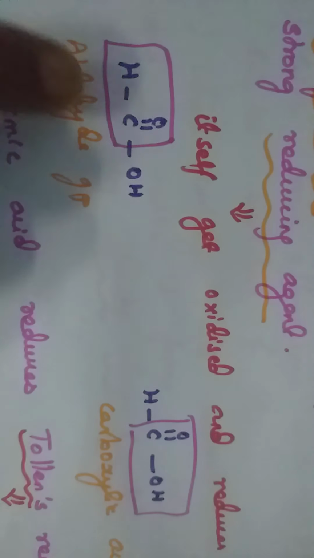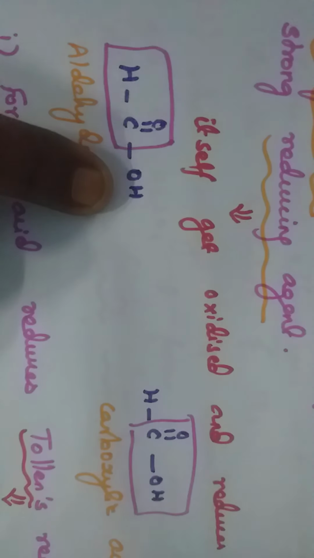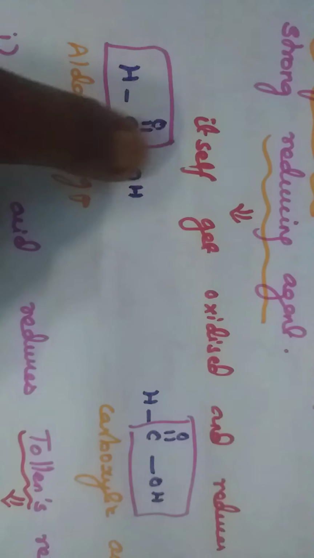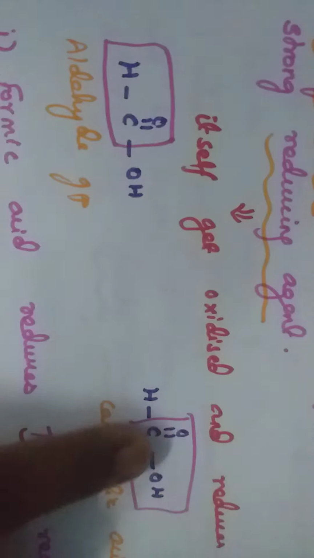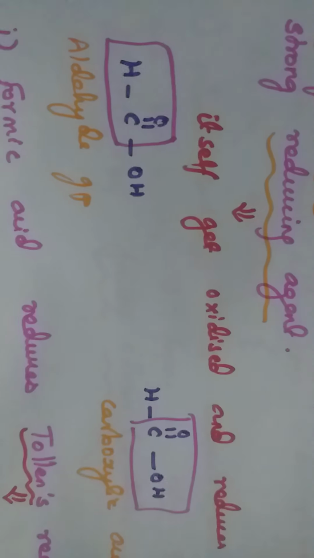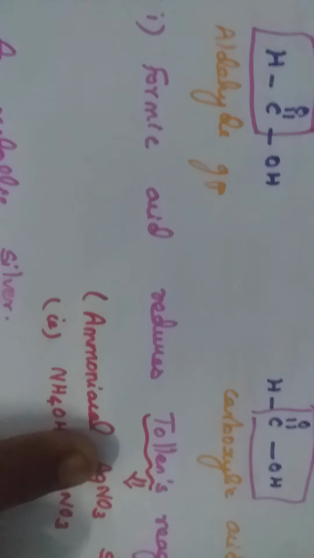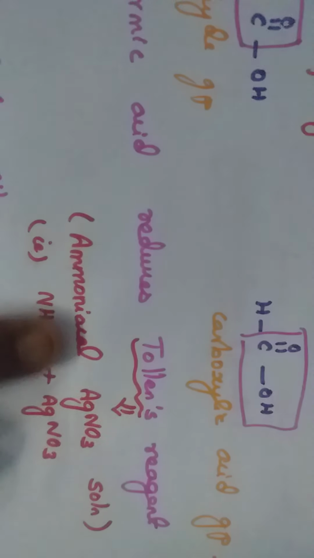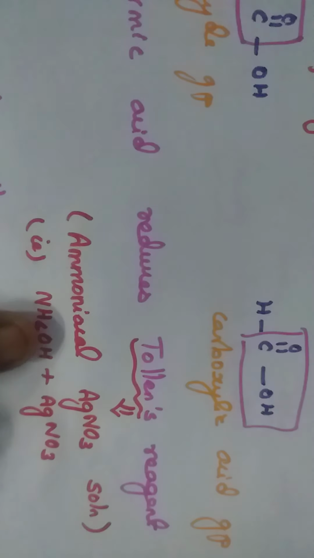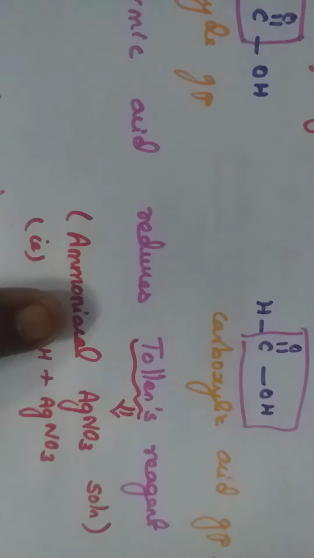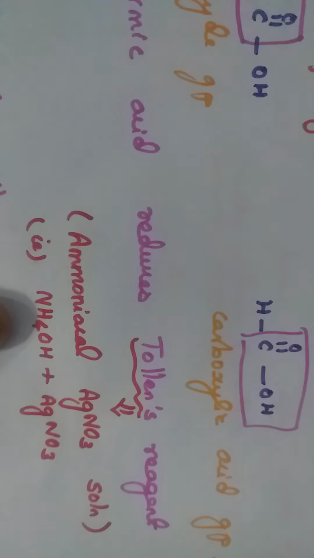See that HCOOH is formic acid. Here we have the CHO group, so it is an aldehyde. The COOH group is also there, a carboxylic acid. Both groups are present in formic acid, so it reduces Tollens reagent. Important, one mark. What is Tollens reagent? Ammoniacal silver nitrate, that is, silver nitrate in the presence of ammonium hydroxide.